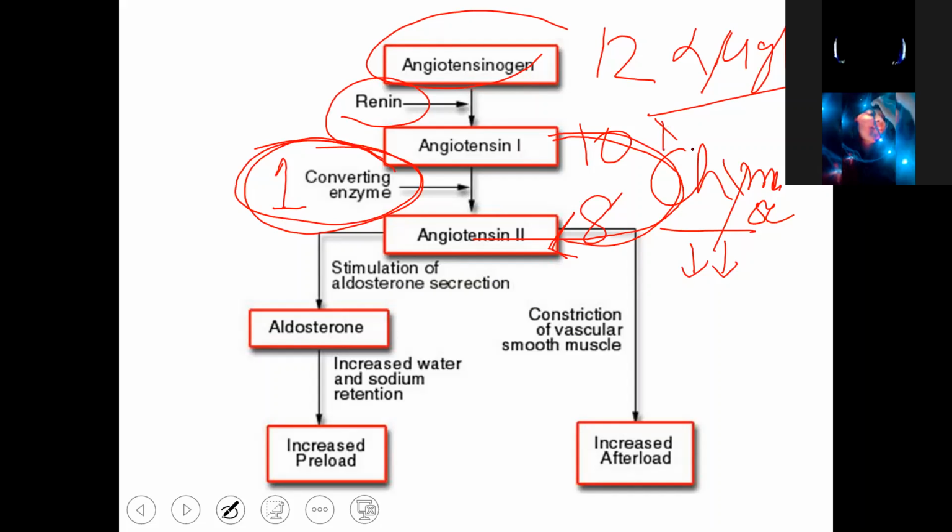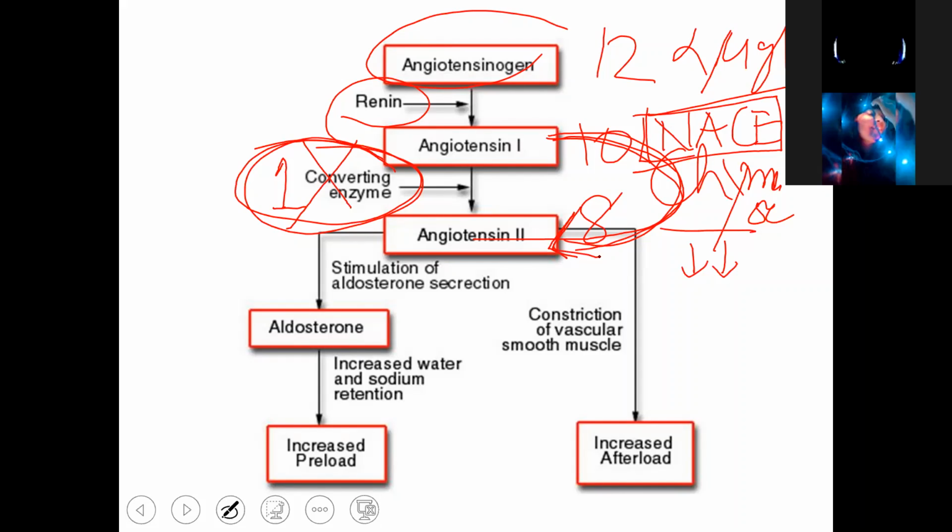So it is called the non-ACE pathway. The contribution of this pathway is very minimal, very small. But when we block or inhibit the ACE enzyme, it becomes important. So what are the subsequent effects of angiotensin 2?